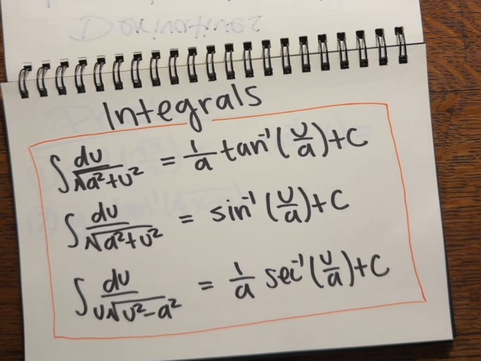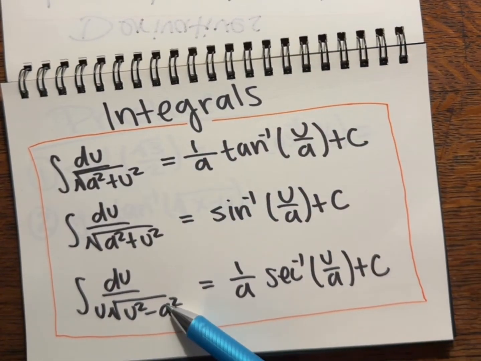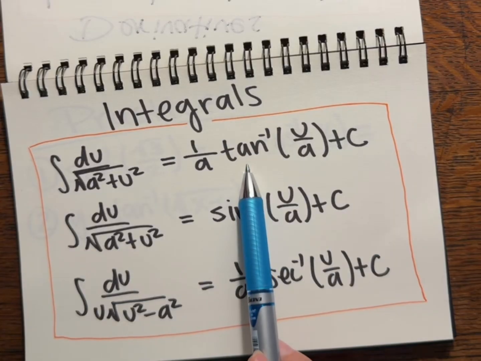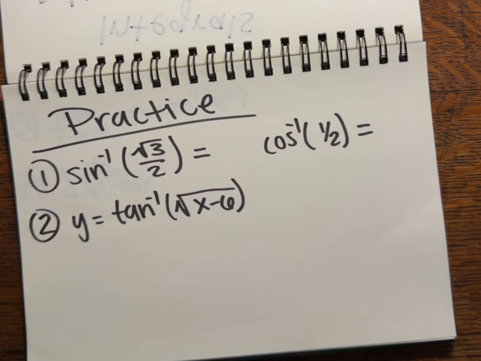And here are the integrals, which I would also recommend memorizing. These are the three forms that would give you inverse tan, sine, and secant as the integrand. Okay, so now let's start with some examples.